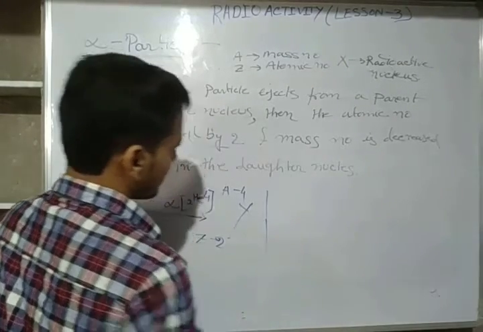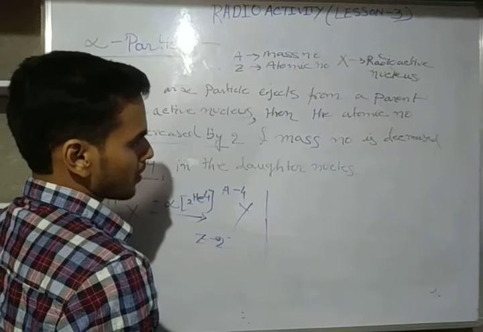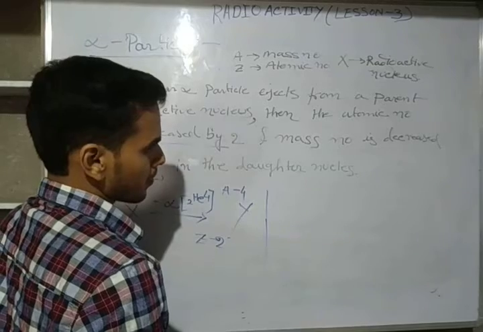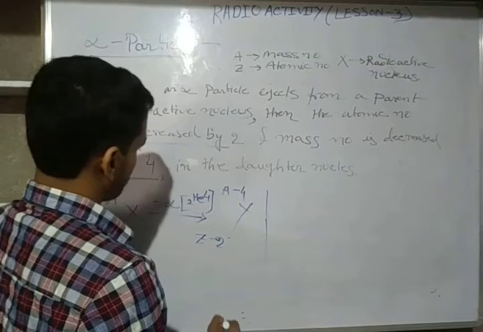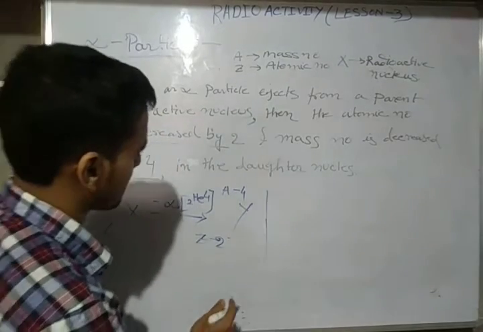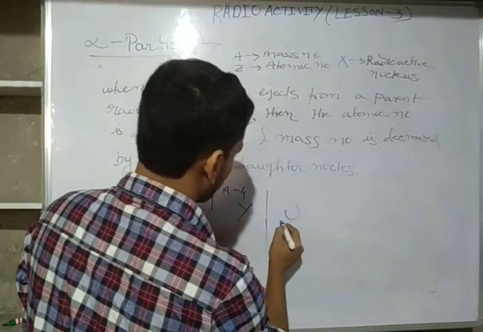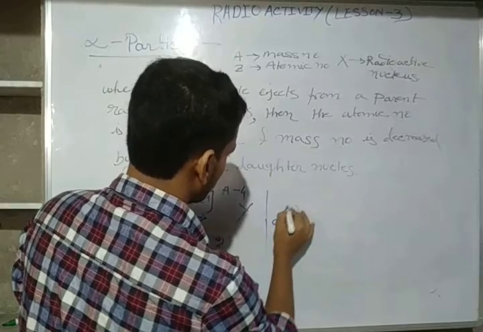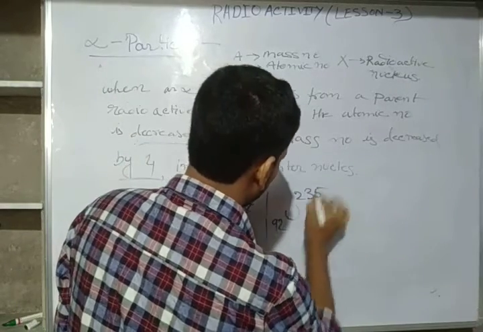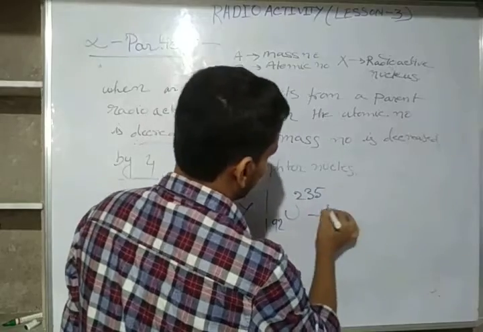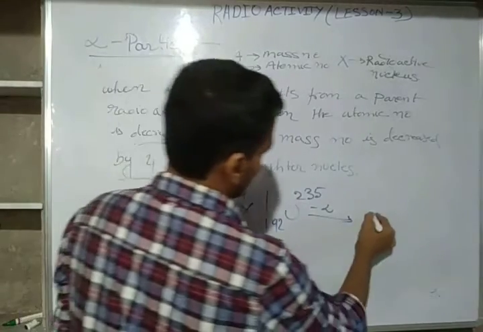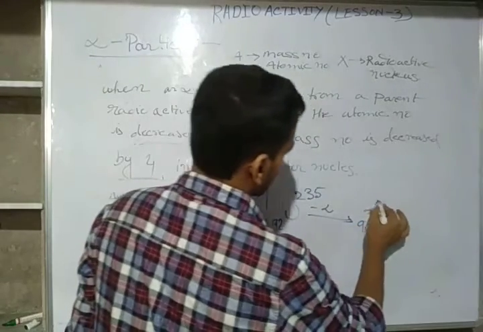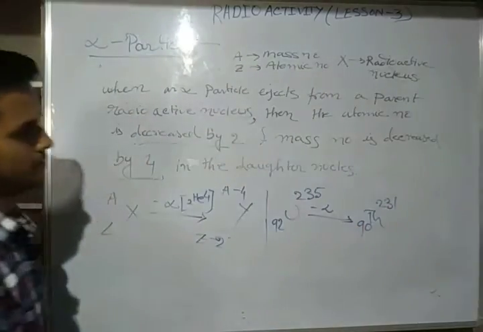Let's take an example. Uranium 92, its mass number is 235. When an alpha particle ejects from it, it becomes thorium, atomic number becomes 90 and mass number becomes 231.